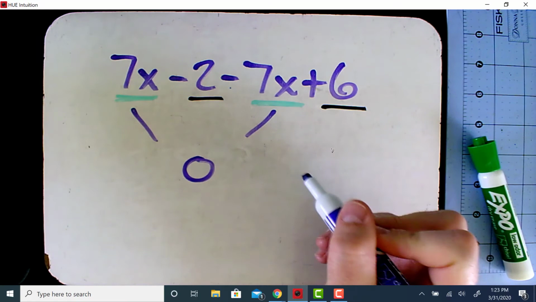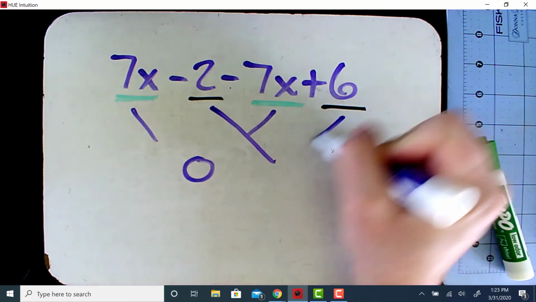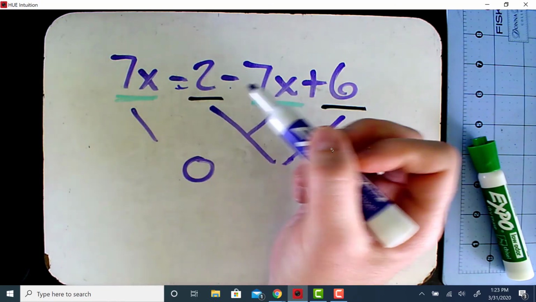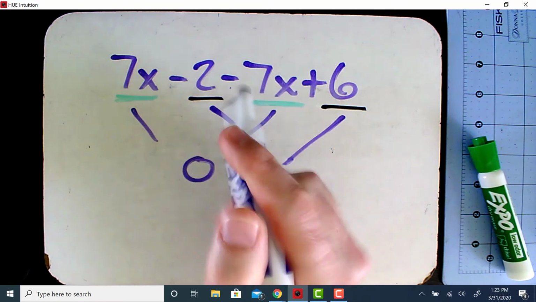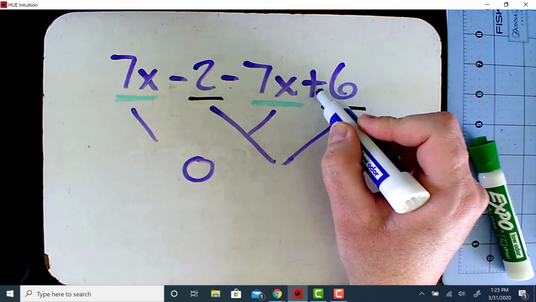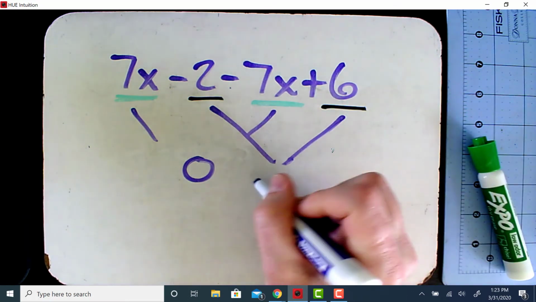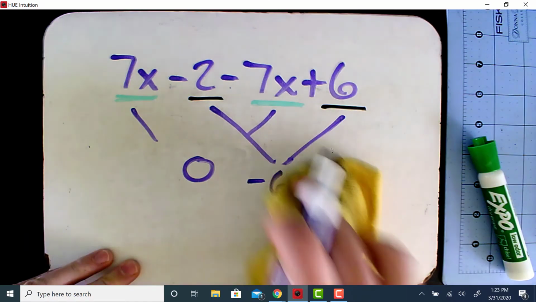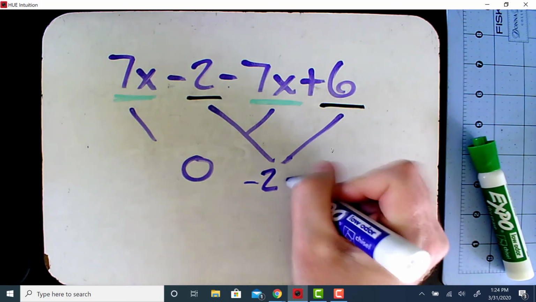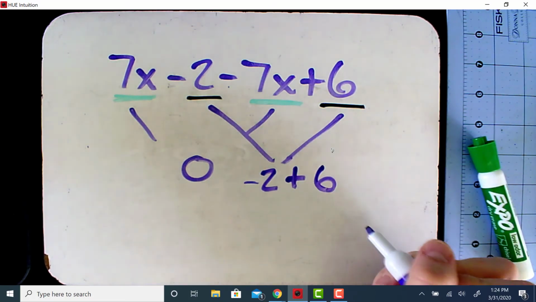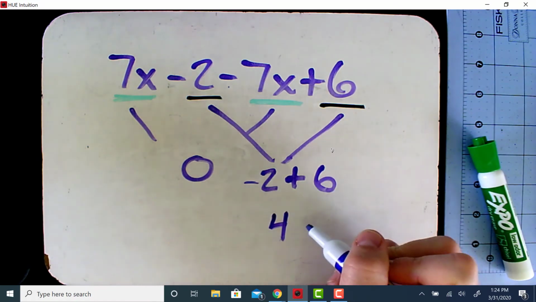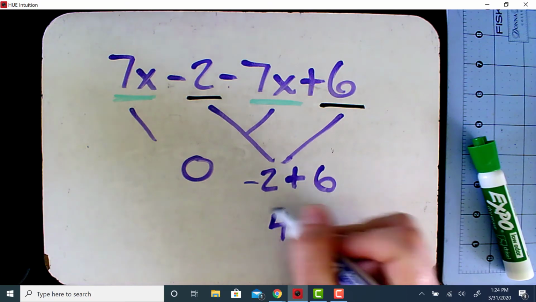Now my second set of like terms were my 2 and my 6. Now notice though that this 2 has a minus sign in front of it. That's like having a negative. I've got basically negative 2, and I've got my 6, the sign in front of it is a plus sign. So basically that's telling me I've got negative 2 plus 6. Well, signs don't match, so I'm going to subtract them. 6 minus 2 is 4. I take the sign of the bigger number, the 6, so I've got 4.